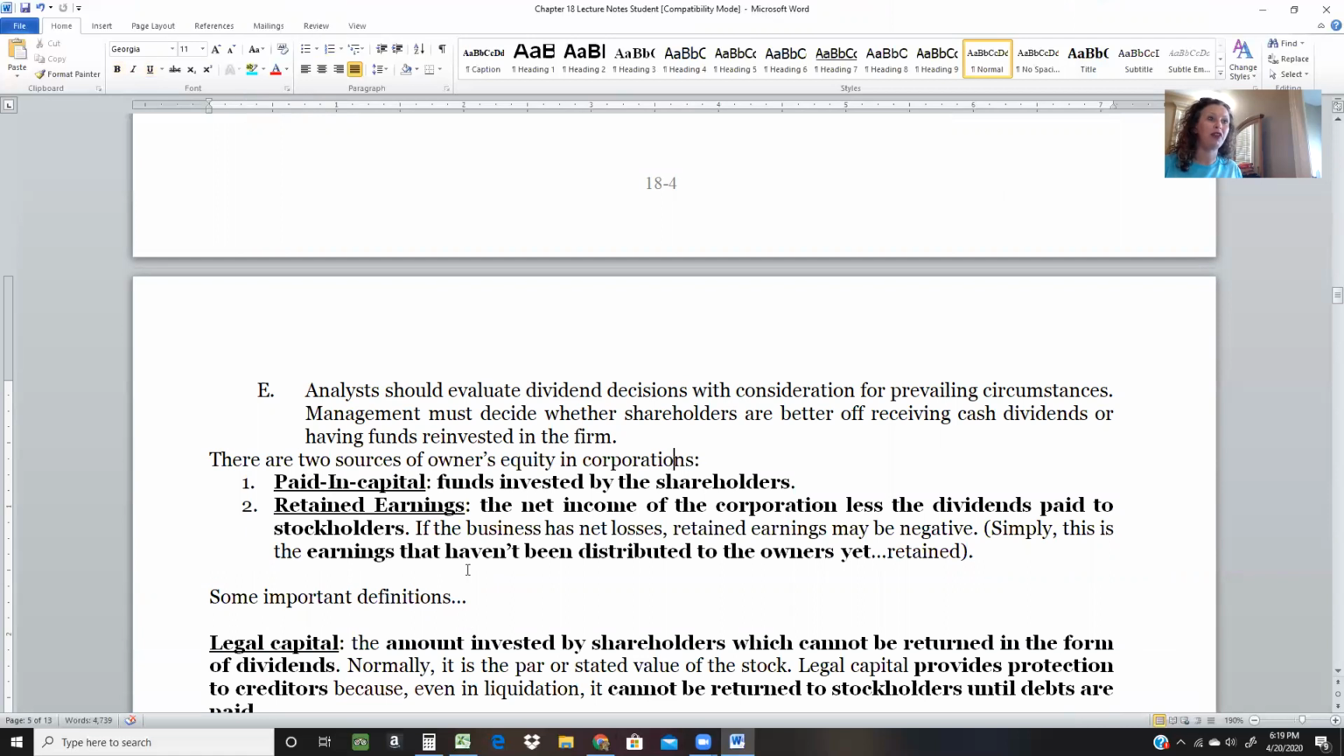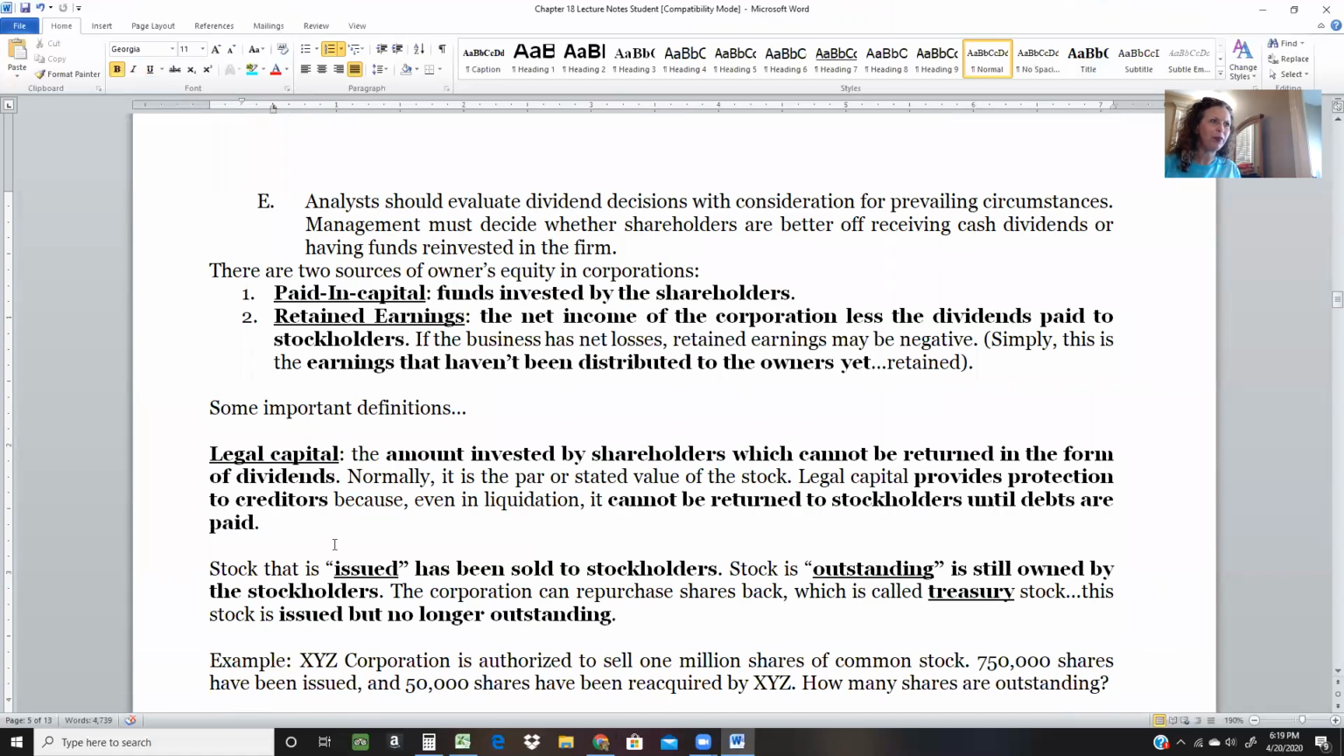But paid in capital is the money invested by owners. Retained earnings is our earnings less dividends, and it's a running balance of all of that. Legal capital is the par value. Basically it's the money that is normally kept within the business to provide some protection to creditors, so it can't be returned to stockholders until all the debts are paid. So it's a minimum amount in there.